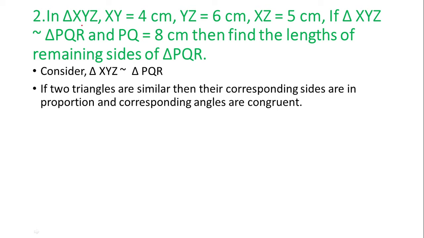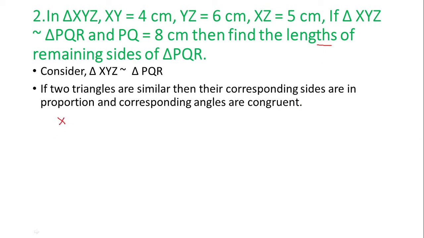Children, in triangle XYZ, XY is 4, YZ is 6, XZ is 5. If triangle XYZ is similar to triangle PQR, PQ is 8, then find the length of the remaining sides of triangle PQR. Now children, whenever the length of sides is asked, you have to use the property: if two triangles are similar, then their corresponding sides are in proportion and corresponding angles are congruent. This we have already learned.